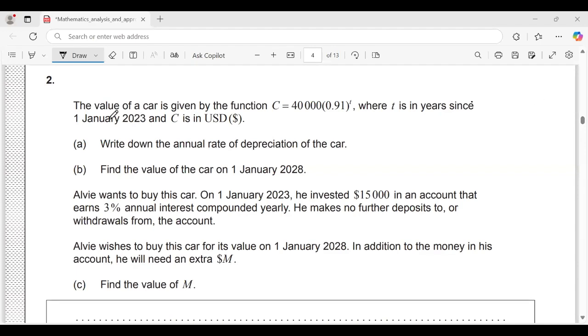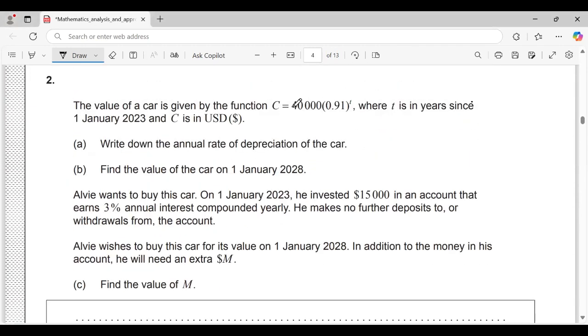Number two, the value of a car is given by the function C equals 40,000 times 0.91 to the power t, where t is in years since the 1st January 2023, and C is in US dollars. Write down the annual rate of depreciation of the car. Find the value of the car on 1st January 2028.